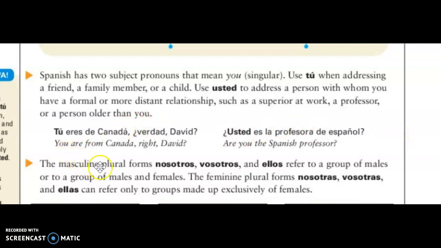So the masculine plural forms nosotros, vosotros, and ellos refer to a group of males, or a group of males and females. So I pointed that out above, but here are some more examples. The feminine plural forms nosotras, vosotras, and ellas can refer only to groups made up exclusively of females, which is very easy to do in our school. A lot of nosotras and ellas happening. And again, the vosotras is there just for your education, but not going to be assessed on that.